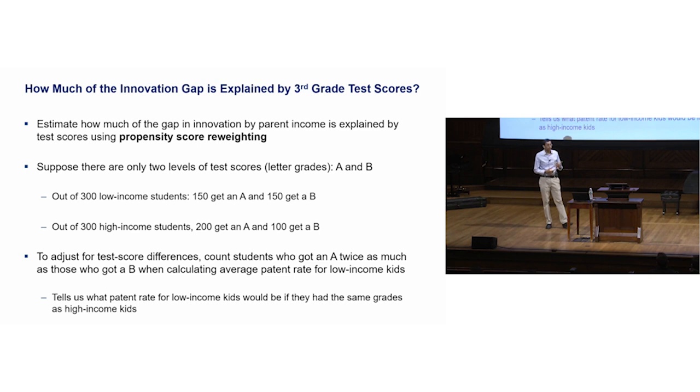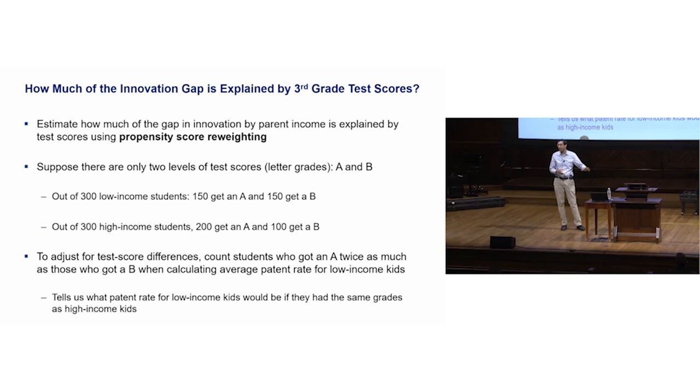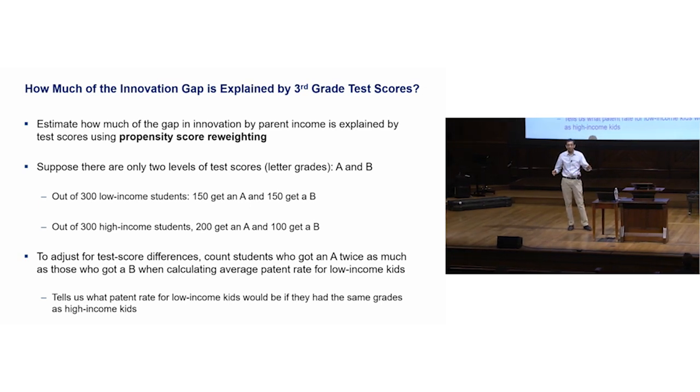And so we are going to estimate how much of the gap in innovation by parent income can be explained by test scores using a technique called propensity score reweighting, which is useful in this context and is useful for many other applications. I'm going to describe that in a little bit of detail in the next two slides.